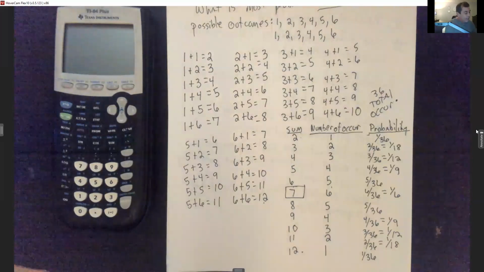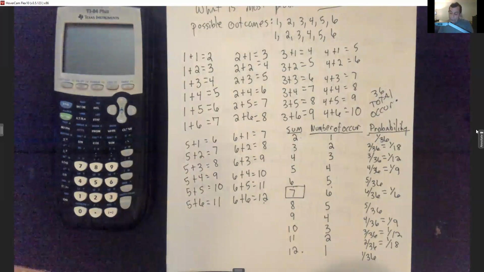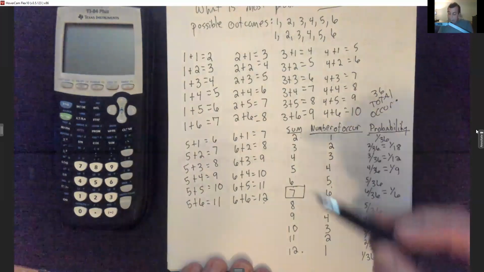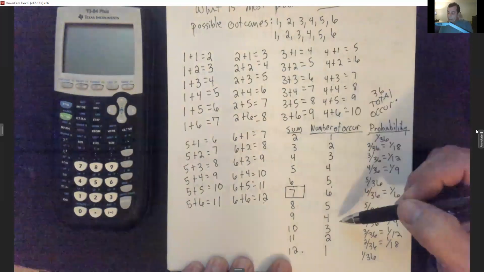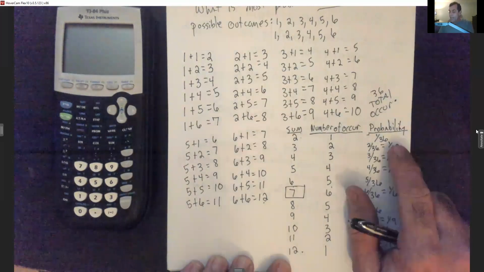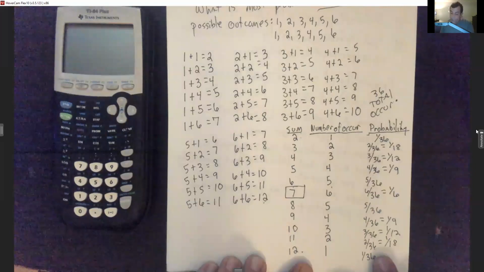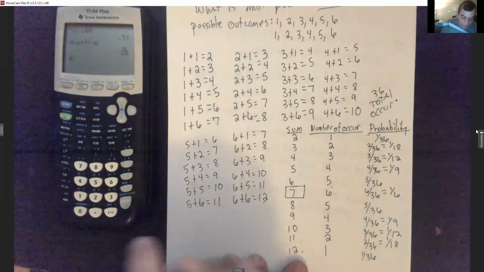So that's what they mean by a probability distribution. You're going to figure out all the ways you can get the sums you're looking for, how many times they occur, and then you're going to find that probability. Now, you can also put these in decimal form, and when you add all these up in decimal form, I'll show you. So let's see, what's 1 divided by 36?